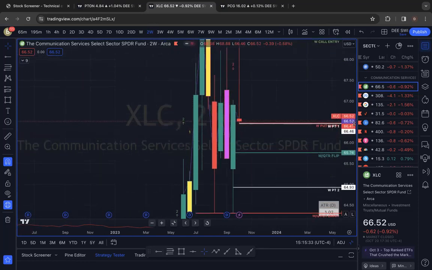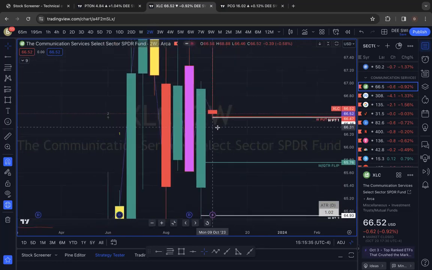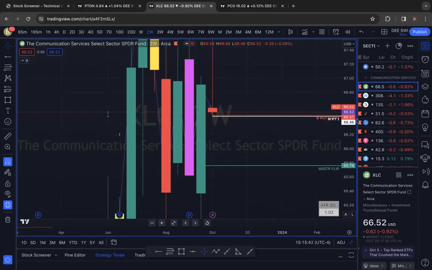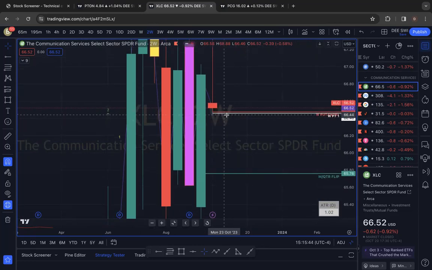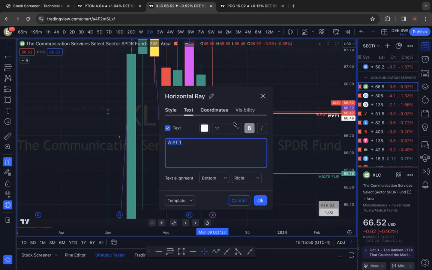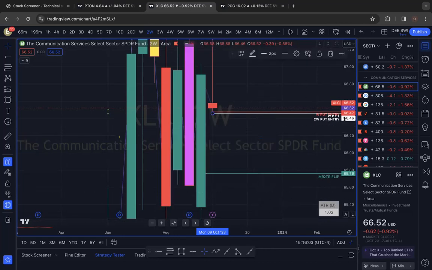So the put entry for the 2-week is also the price target for the 1-week. So now we have two time frames that coincide with each other. What I like to do is add that to the same list so I know. So the weekly PT1 is also the 2-week put entry. So I know they're synonymous.